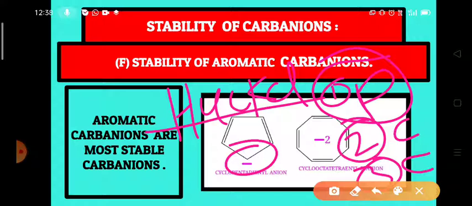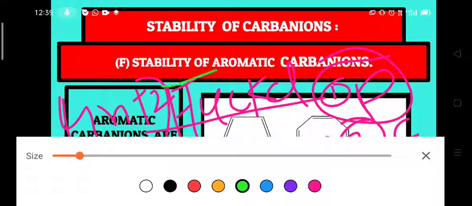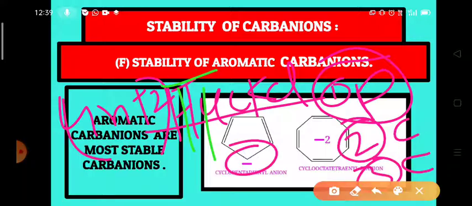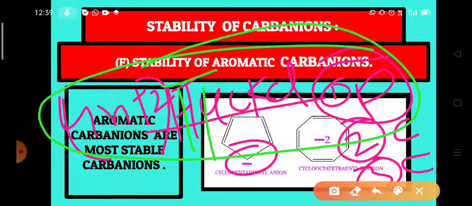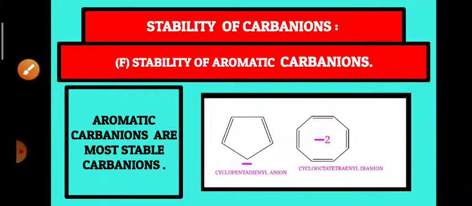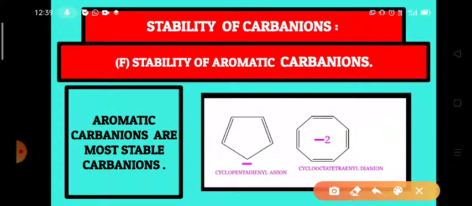And it should contain 4n plus 2 pi electrons. Now, 4n plus 2 pi electrons. So, if these conditions are satisfied, then that species is known as an aromatic compound. And look here, if the negative charge is present on the carbon of the aromatic compound, then we call it an aromatic carbon ion.